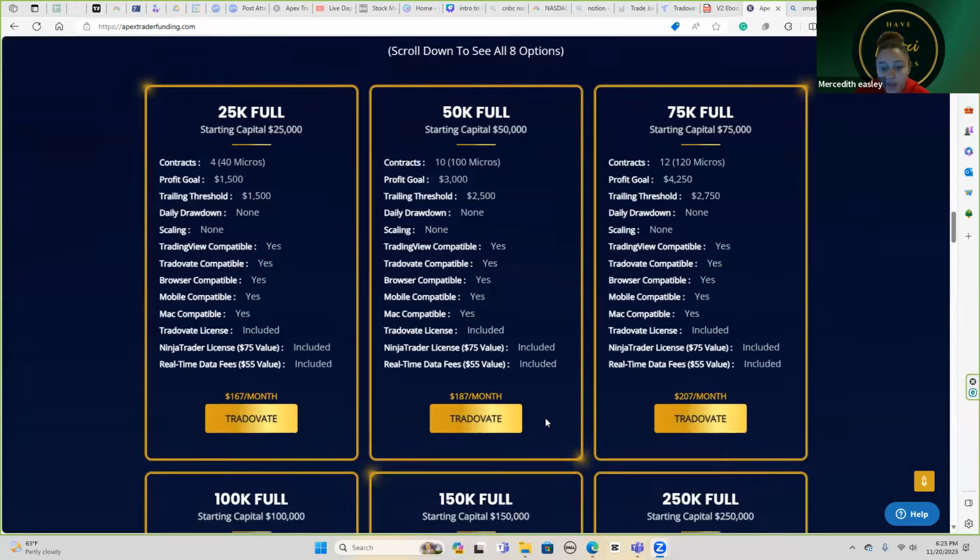You have to pay monthly until you pass. If it only takes you 1 month to pass, then you're good. You're only paying that monthly once. Okay? Does that make sense? Or what part did you need me to re-explain? There's no daily drawdown, but there is a trailing threshold.